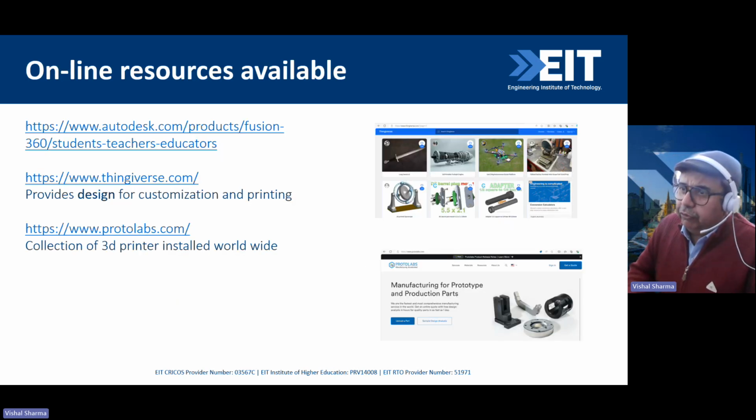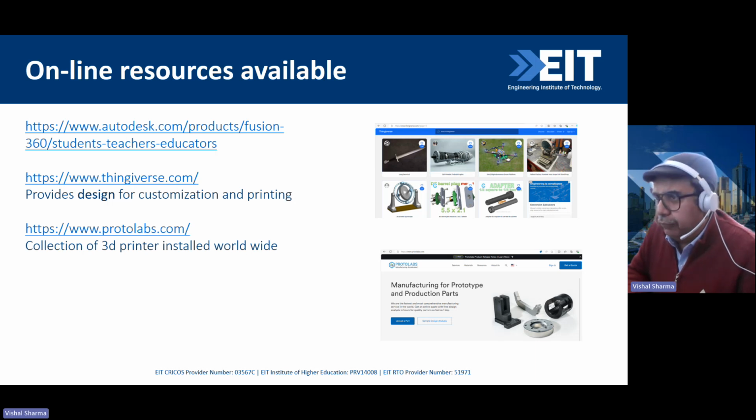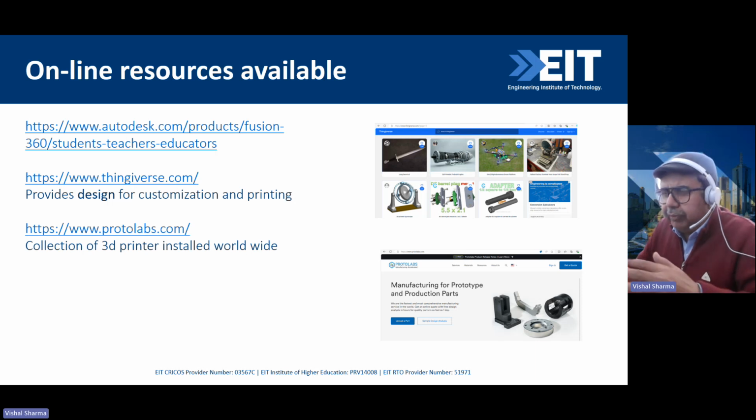Fusion 360 is available free for students and teachers, so you can download and work on this software. Now, if you don't want to use this software and still want to work with 3D printing, this is a very good website, Thingiverse. On this website you will find thousands and thousands of designs of various products. You simply download the design. When you're downloading, they give you the capability of tweaking a few things, so you can customize and make small changes.